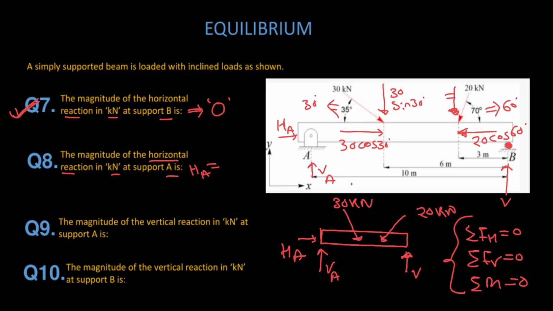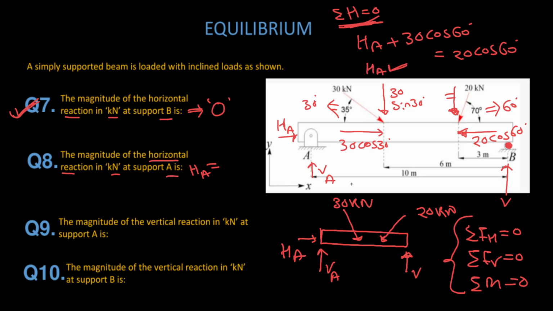See, we need the horizontal HA. Okay, this value we need, HA. Now what I'm doing, I'm taking the net horizontal force is equal to 0. I'm applying this equation. I'm not writing the subscript F for ease, I'm writing it like this: net horizontal force is equal to 0. So HA, positive, then we have plus 30 cos 60 degree, then in the other direction, 20 cos 60 degree. Okay, so from here HA can be calculated easily.